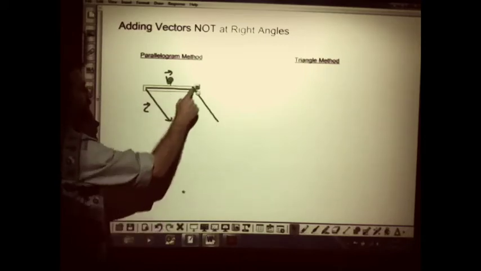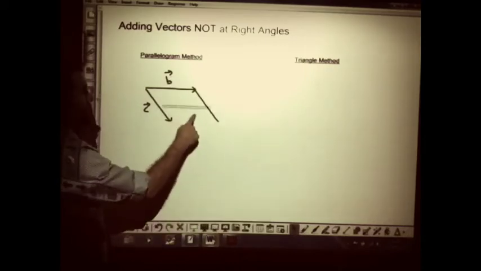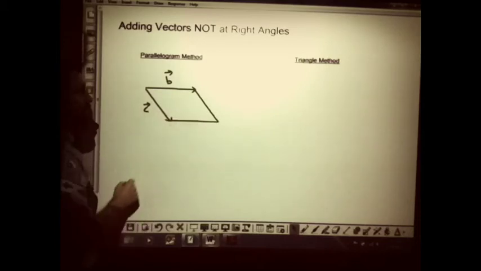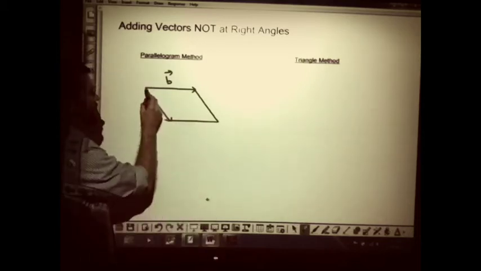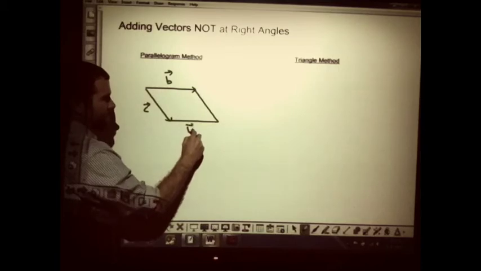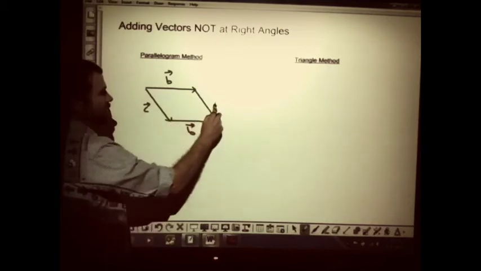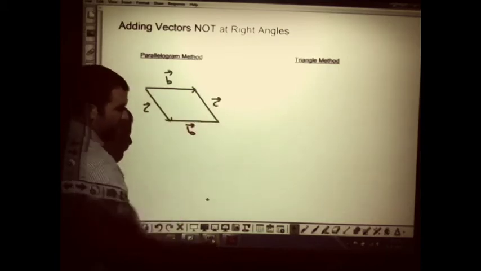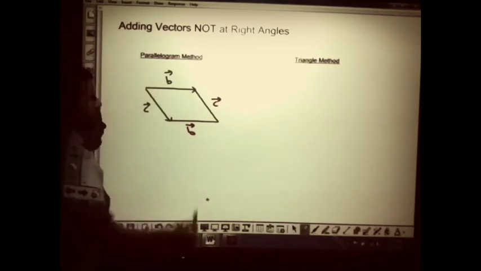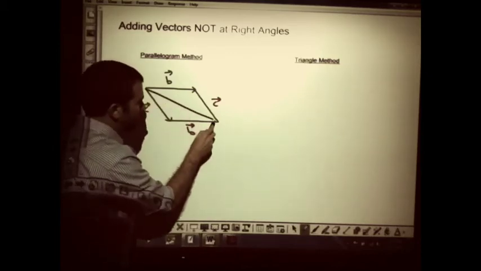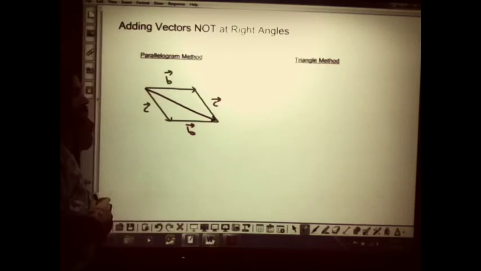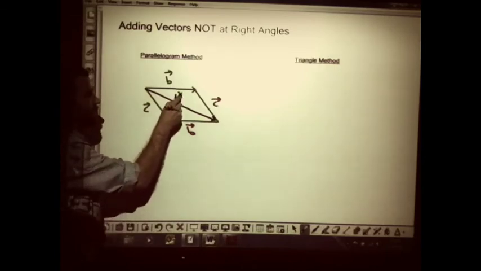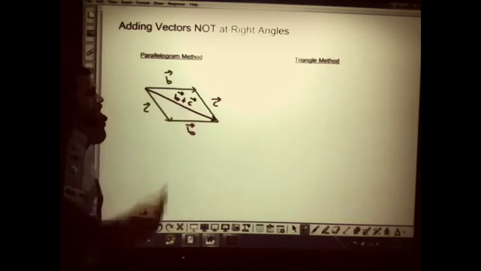If I take vector B, I'm going to slide that down there, and if you'll notice, I made a nice parallelogram. Really, this is vector B. This is the exact same thing. It's vector B. This is vector C. This is also vector C. The resultant vector, the one we're looking for, turns out to be the diagonal of that. So this would represent vector B plus vector C.